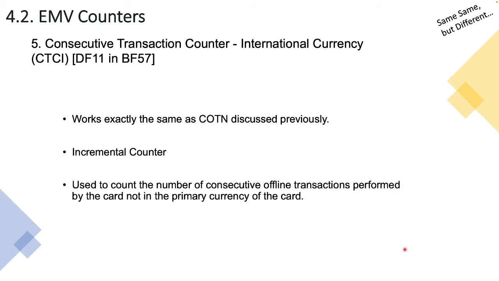It's an incremental counter. It is used to count the number of consecutive offline transactions performed by the card not in the primary currency of the card, right? So exactly the same as COTN. This particular counter is only found on Visa cards.